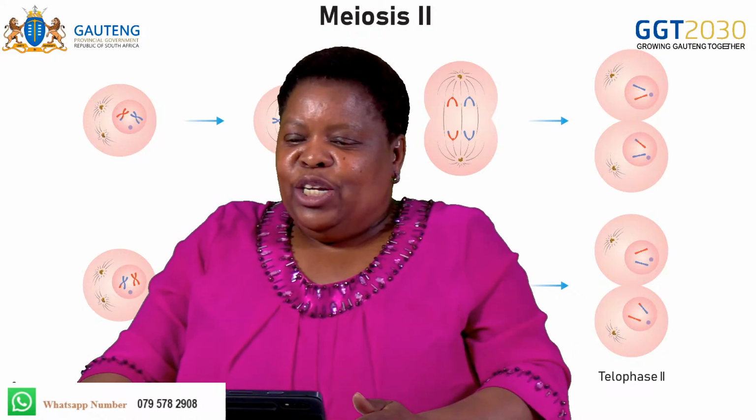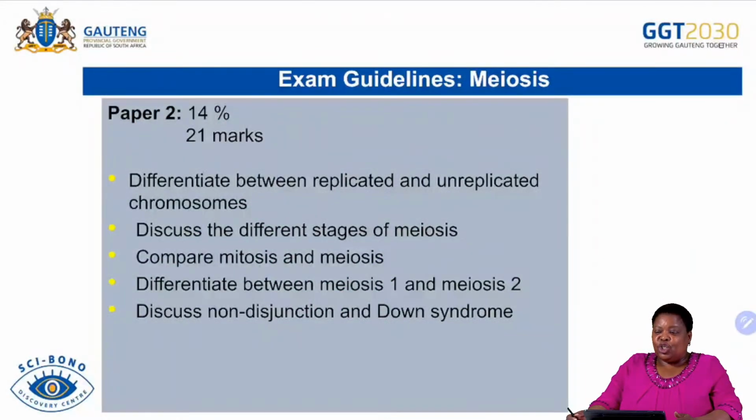Right. Today's lesson is on meiosis. And I can't emphasize enough how important the exam guideline is. This exam guideline informs you on everything that is going to be examinable. Now, the topic meiosis takes 25 marks. It is allocated only 25 marks of your paper 2. So you really need to excel on this meiosis.